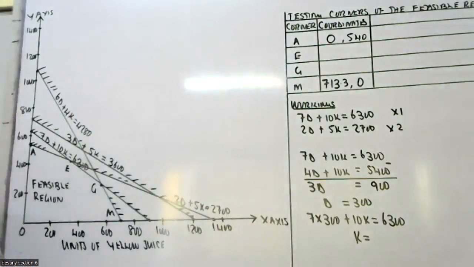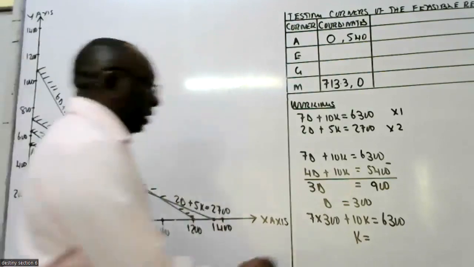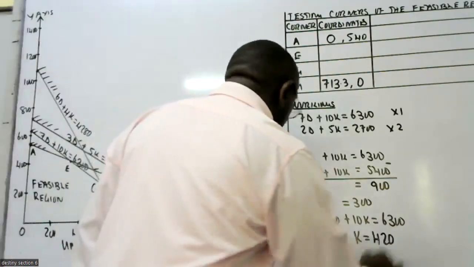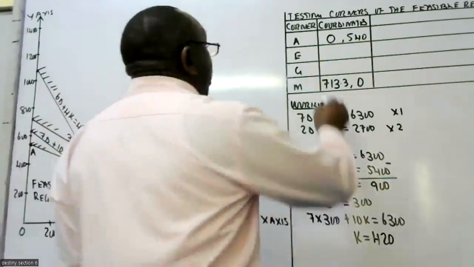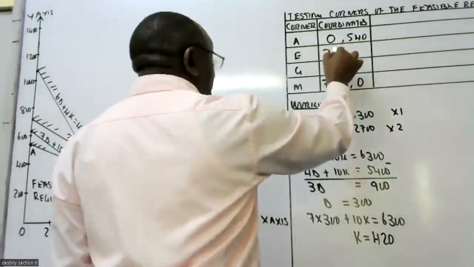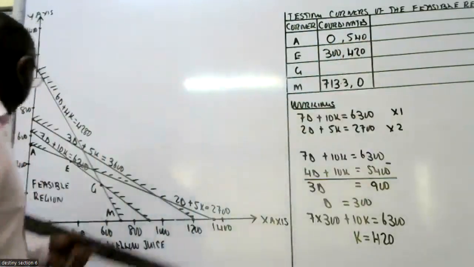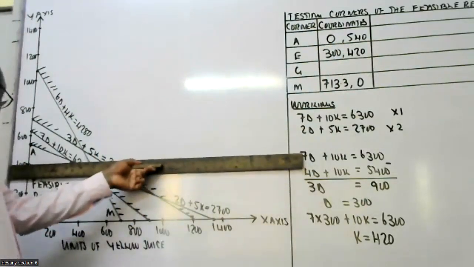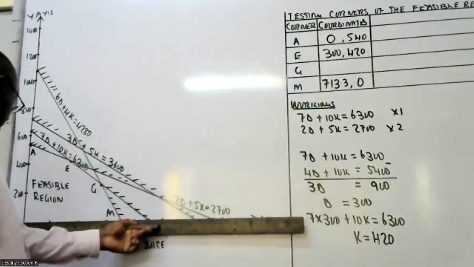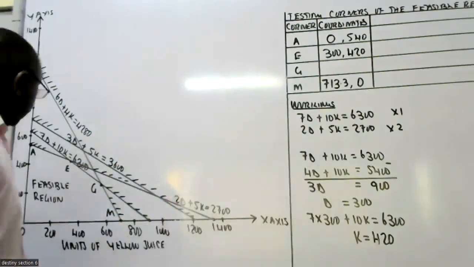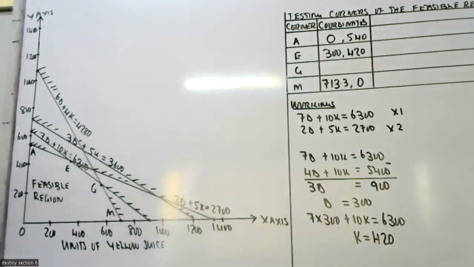I will say 6,300 minus 7 times 300, divided by 10, is 420. So the coordinates will be 300 and 420. So you see my line here was not giving me the correct answer on my scale.